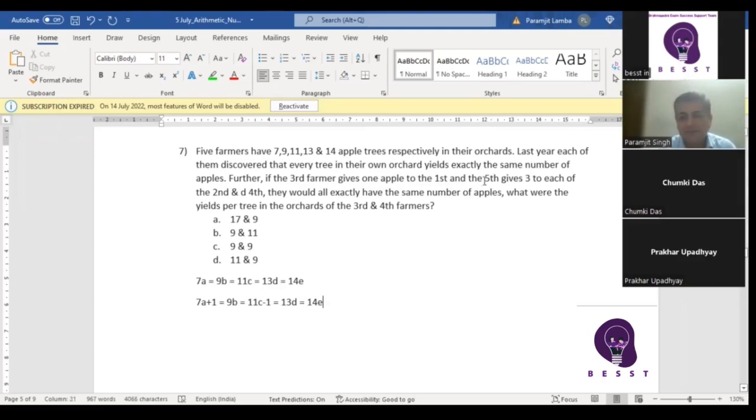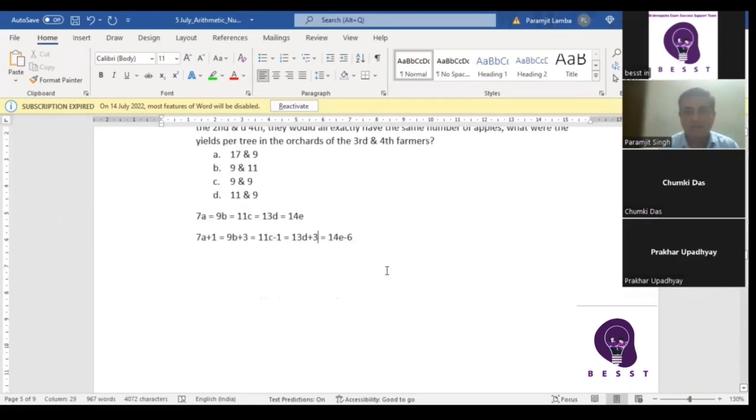And the fifth gives 3 to each of second and fourth. Who is fifth? A, B, C, D, E. Fifth gives 3 to each of second and fourth. So if he has given 3 to 2 people, we subtract 6 apples from his kitty, 14E minus 6, and these we give 3 each to second and fourth. Second is 9B plus 3 and fourth is 13D plus 3. Now this is the equation that we need to solve. Clear so far? Everyone, what were the yields per tree?